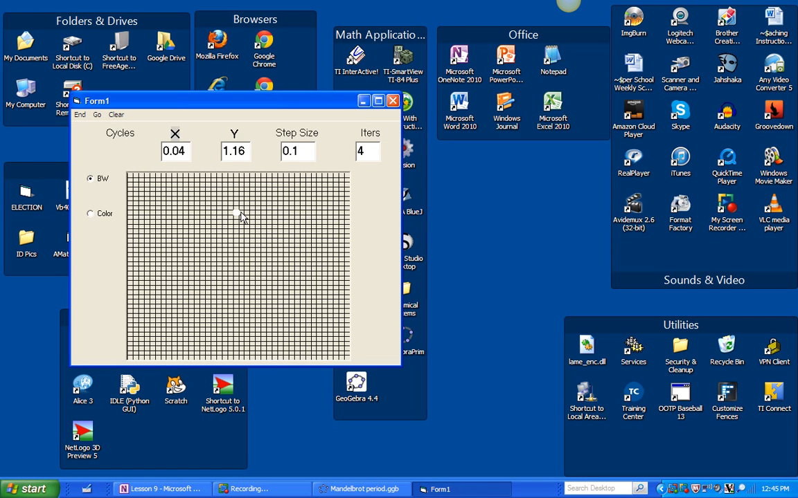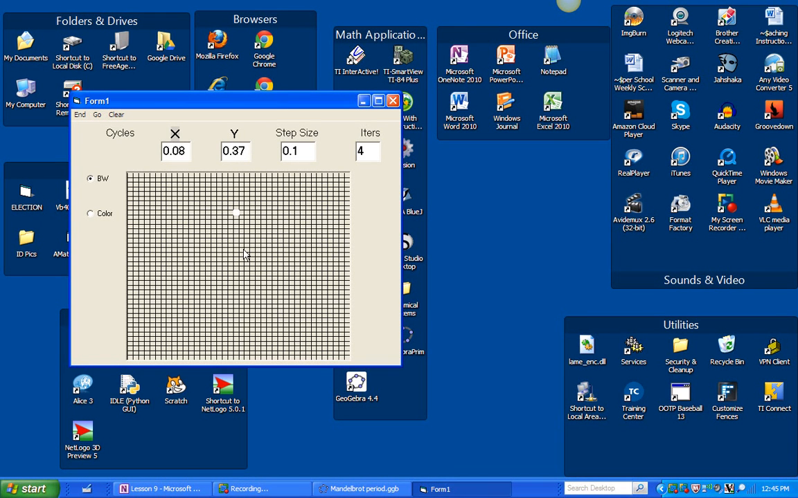Now, what we're doing there is assuming that every point in that square has the same behavior. In other words, it's either every point in the square is in the Mandelbrot set or it's not in the Mandelbrot set. So that way we can get a picture of the whole thing when we're all finished.